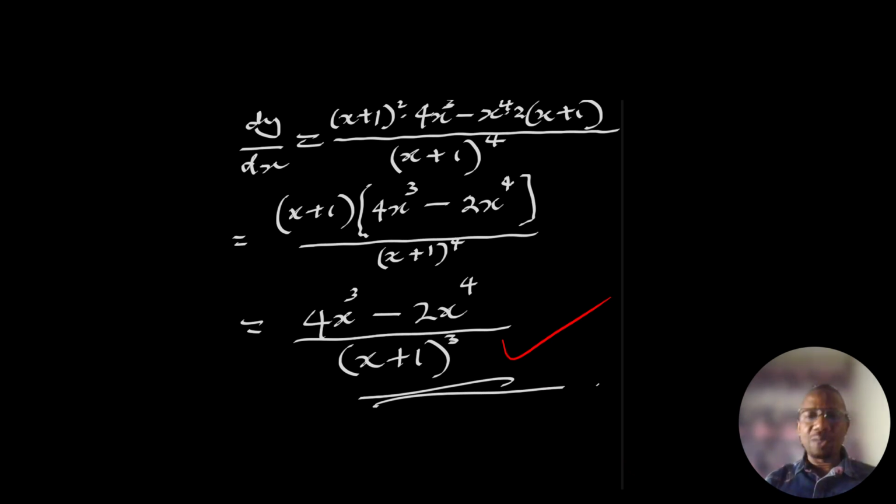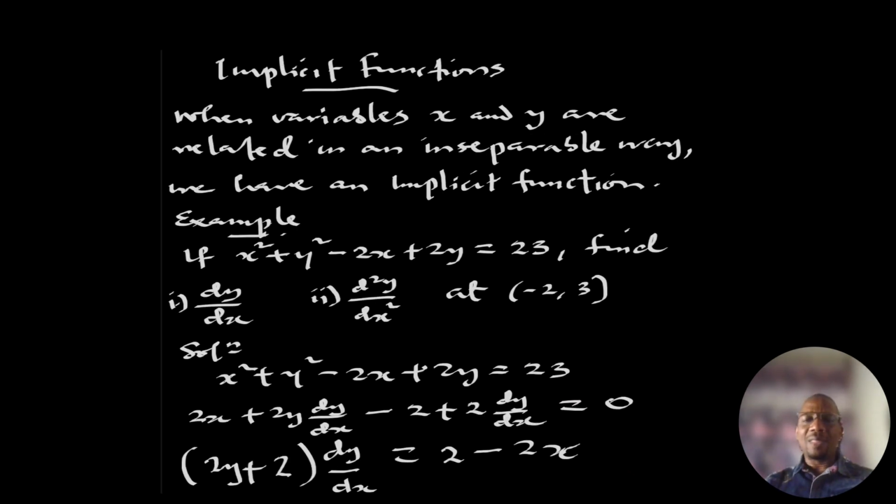The next rule we are dealing with is the implicit function. I would like you to pay good attention to the implicit function. When we have two variables x and y that are inseparably related, you understand? We have an implicit function.